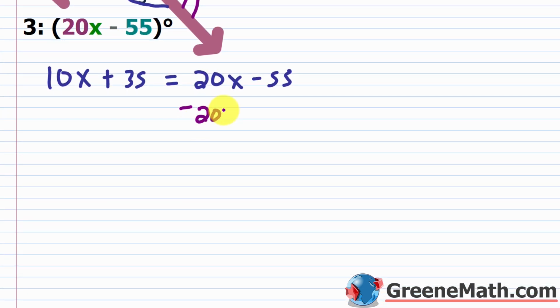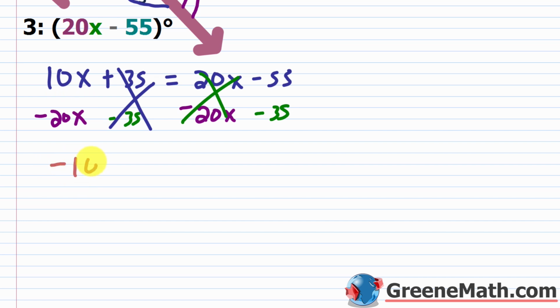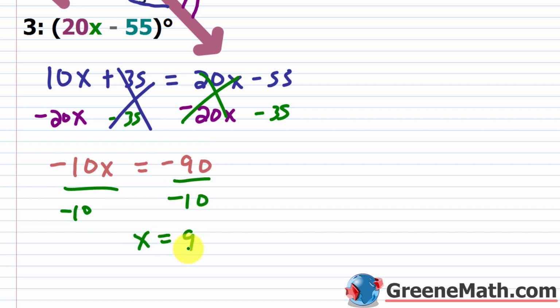So I'm going to subtract 20x away from each side of the equation, and I'm going to subtract 35 away from each side of the equation. Then 10x minus 20x is going to give me negative 10x. And this is equal to negative 55 minus 35, which is negative 90. If we just divide both sides by negative 10, we're going to find that x is equal to 9. Okay, so let's erase everything.